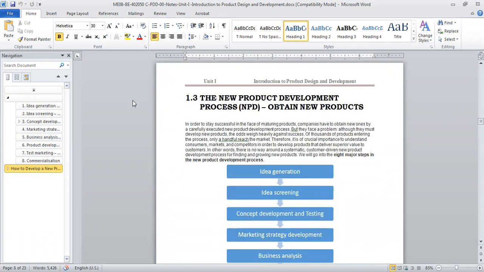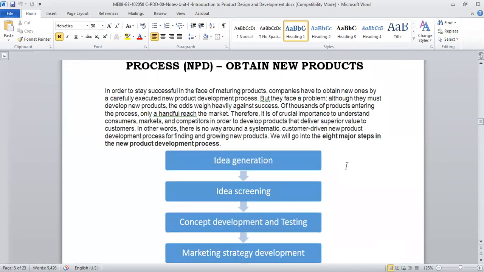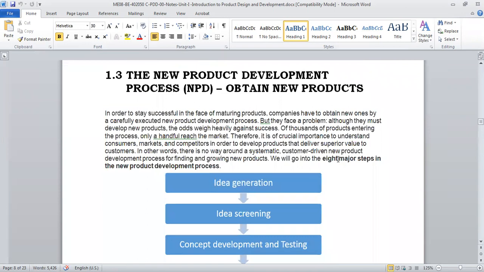So hopefully my notes are visible to you guys. I will just zoom them so that they are clearly visible. Now, how will the new product development process look like? I will take an example of that, and then we will go from there.